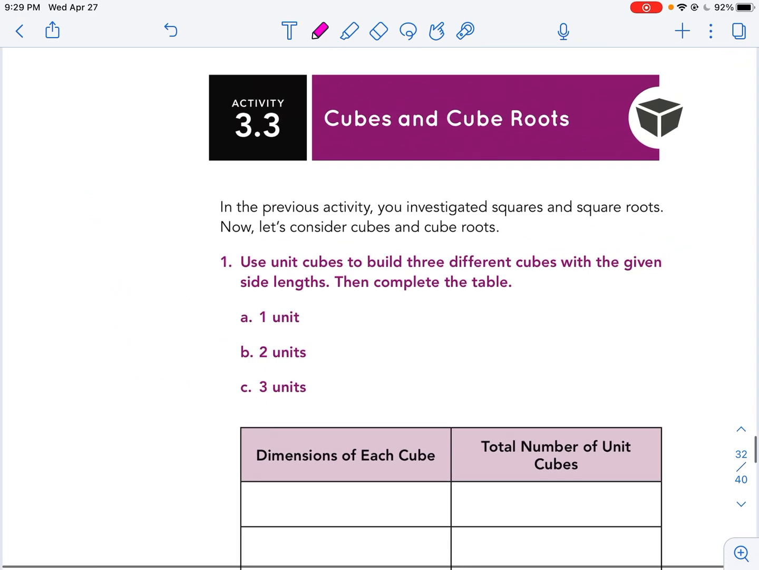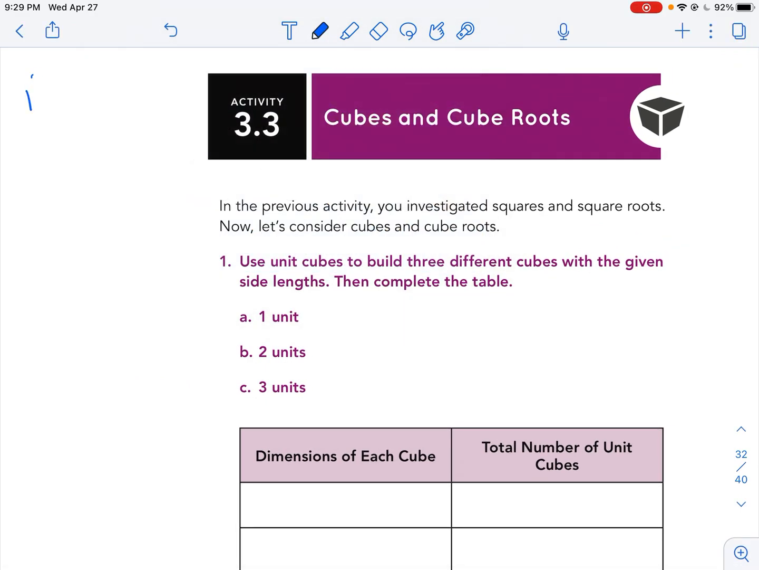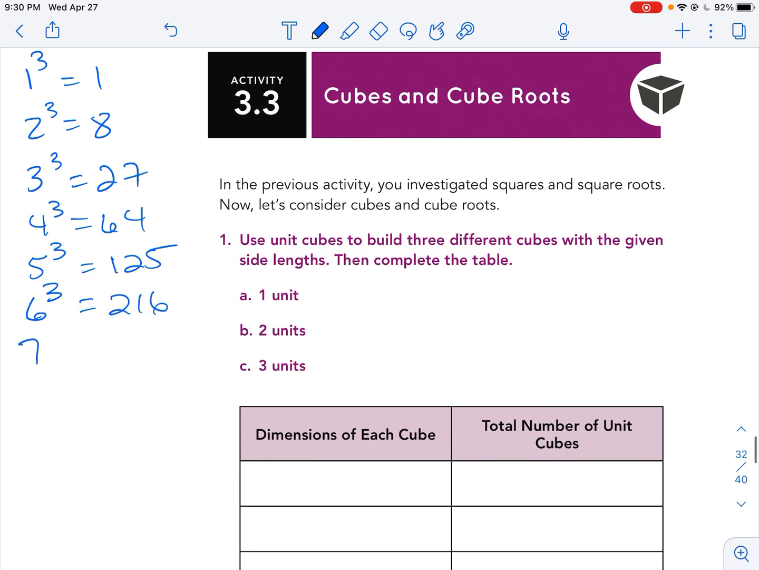Okay, next we have the cubed roots. So I'm going to change colors. So cubed roots. So if I have 1 to the third power, it's 1. 2 to the third power is 8. 3 to the third power is 27. 4 to the third power is 64. 5 to the third power is 125. 6 to the third power is 216.